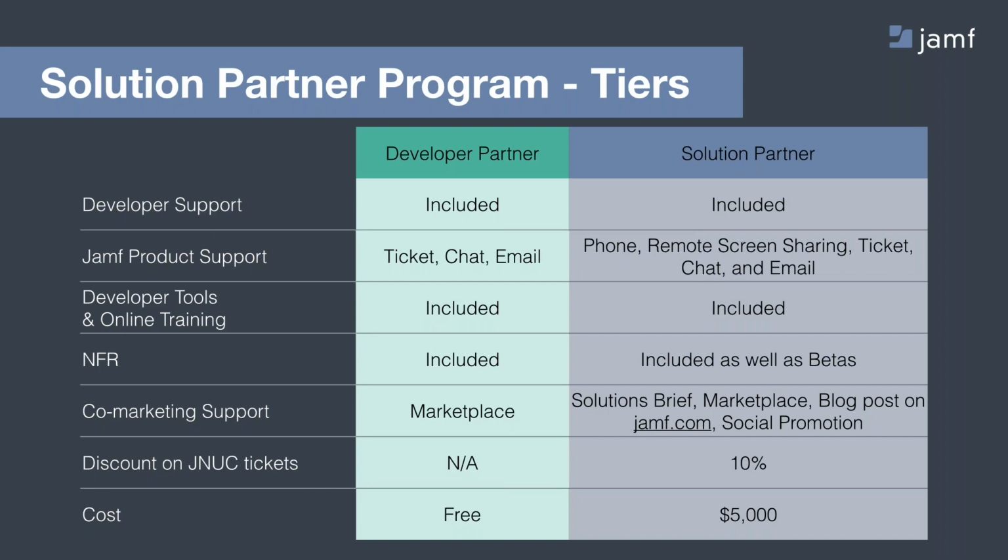Solution Partner members get a 10% discount on JNUC tickets, as well as special consideration for sponsorship. This program costs $5,000 annually, and membership is contingent on a strict vetting process by Jamf. Solutions that are tightly integrated and aligned to Jamf's core buyer persona are most likely to be awarded this tier.